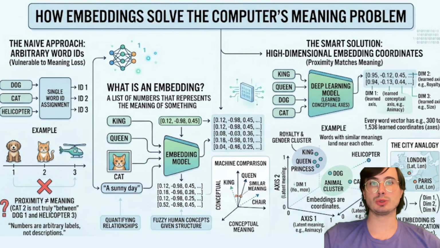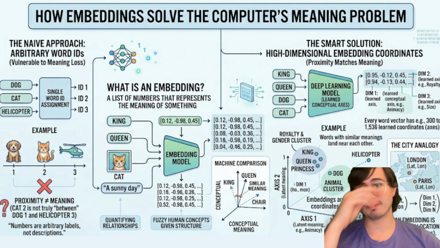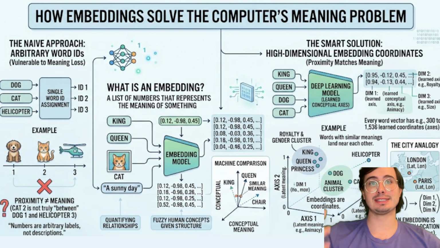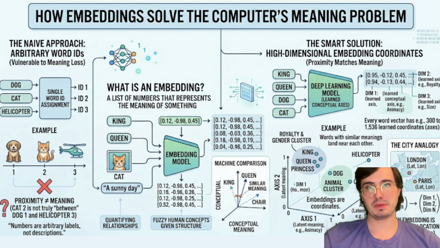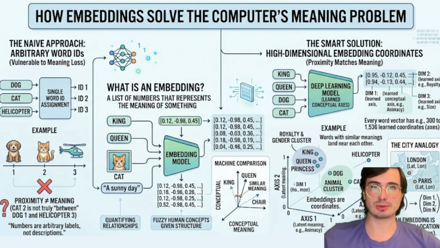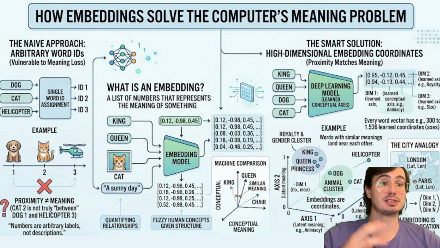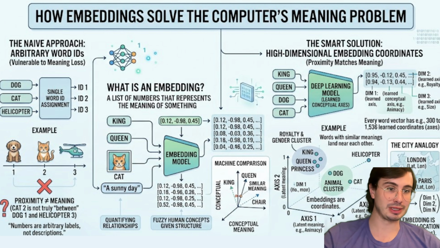So one axis might loosely track, is this animate or not? Another might track royalty, another might track gender. And you don't actually handpick these axes, the model learns them, but the effect is that every word lands at a specific point in this high dimensional space, and then words with similar meanings will end up landing near each other. And that's the mental model you want to hold on to, that an embedding is a coordinate within space, right? And then meaning becomes a location in space. And once a meaning has a location, the door opens to the trick that's going to make all of this useful and actually allows us to make those comparisons and know that a dog is similar to a cat.